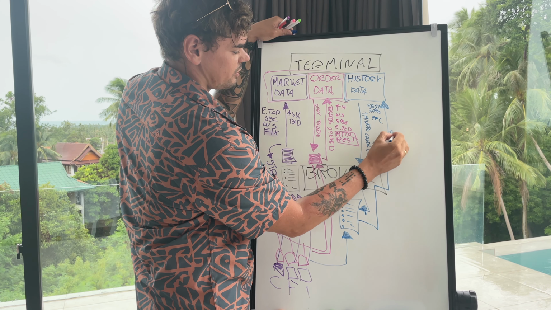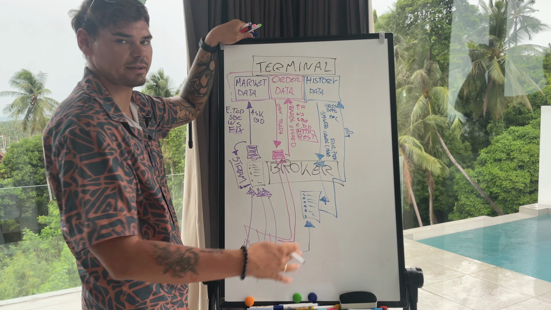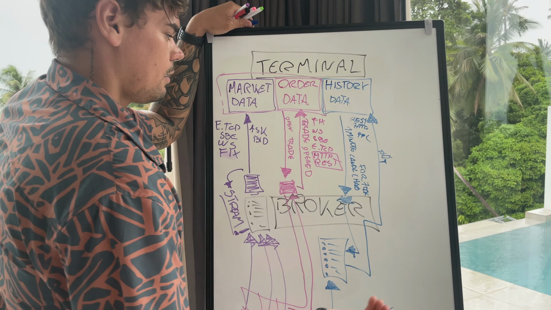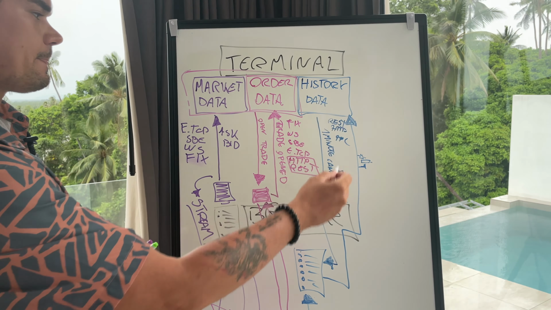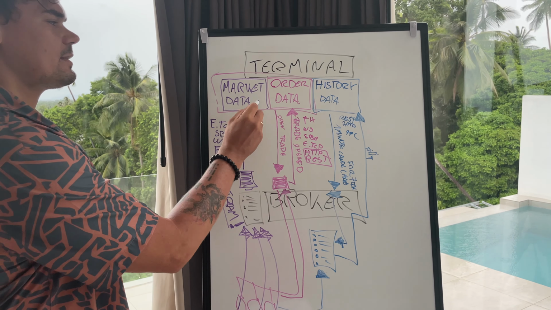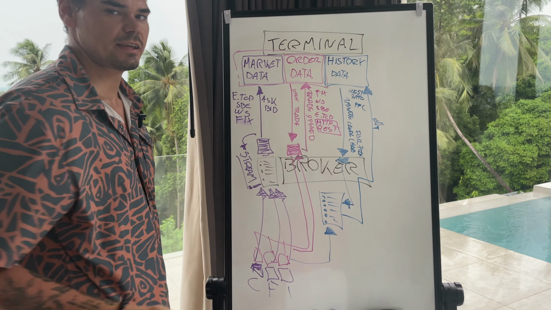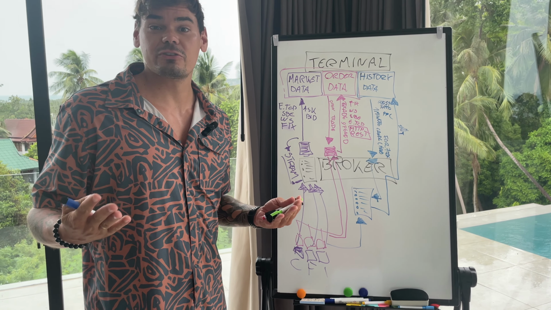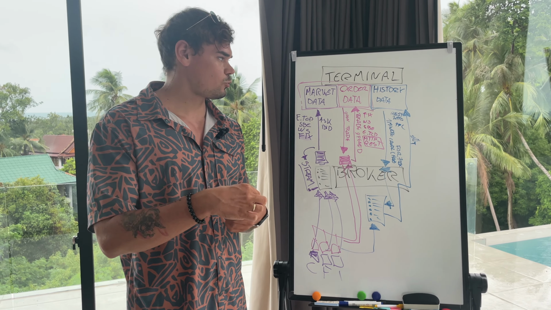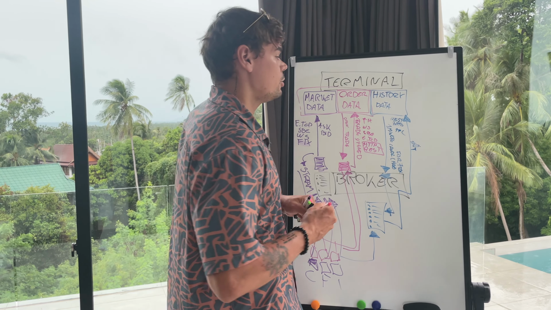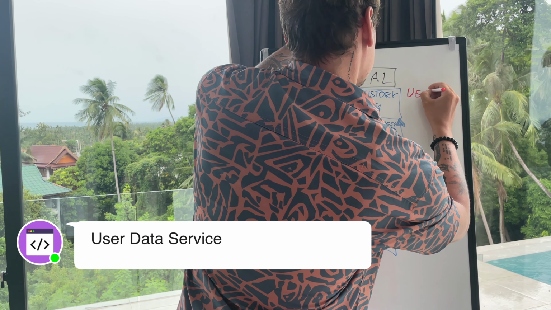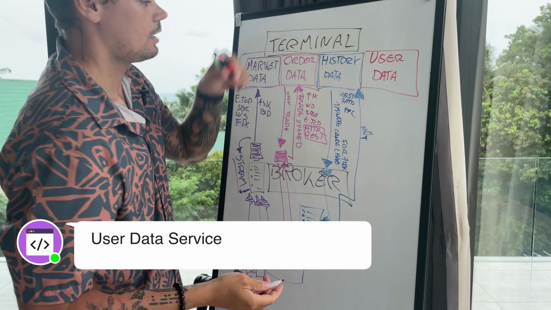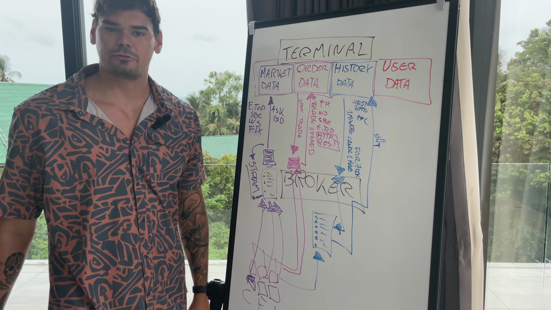Maybe let me draw some candles. I don't know if that makes sense. Anyway, this is it. So we got market data, we got order data, we got history data. What is missing? The last thing that we are missing is the user data. Yes, the user data service.